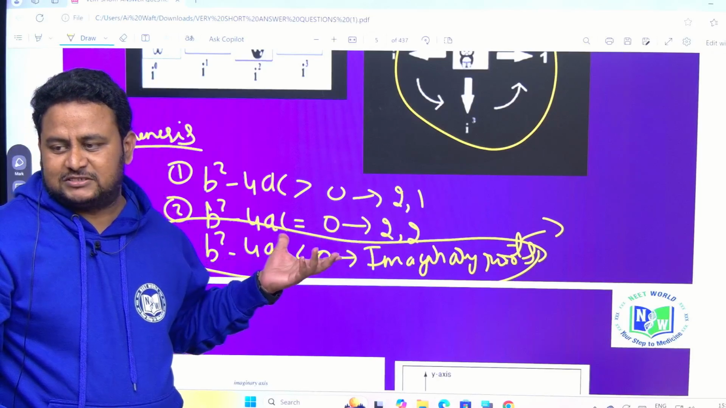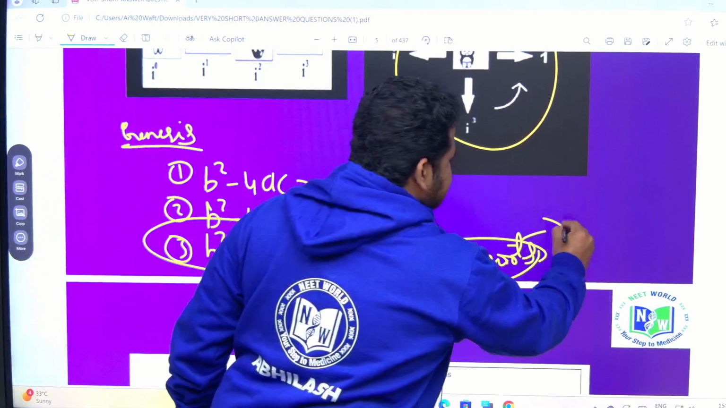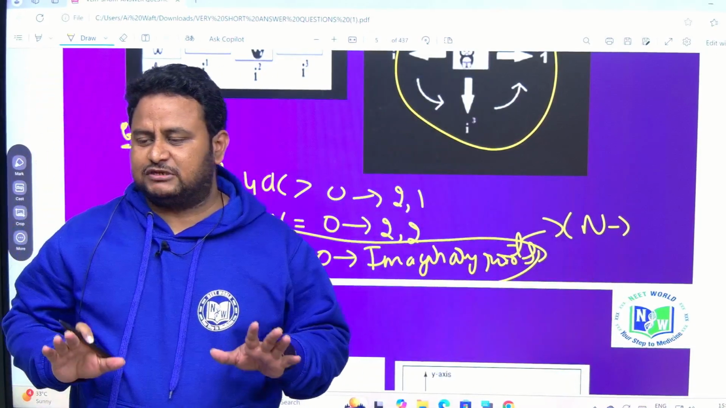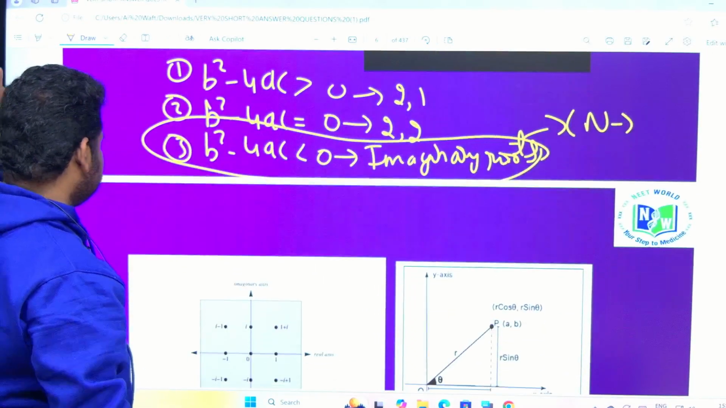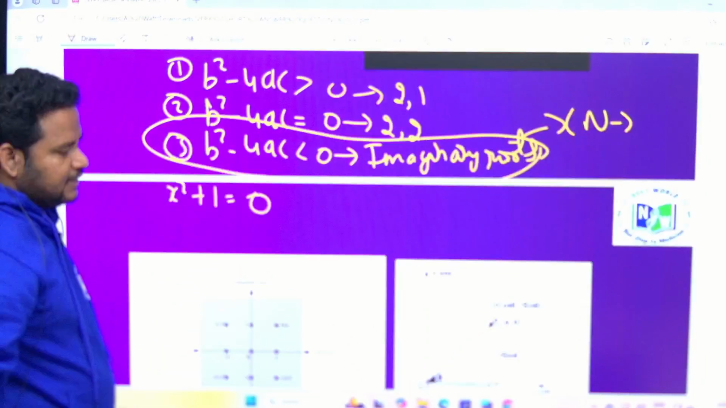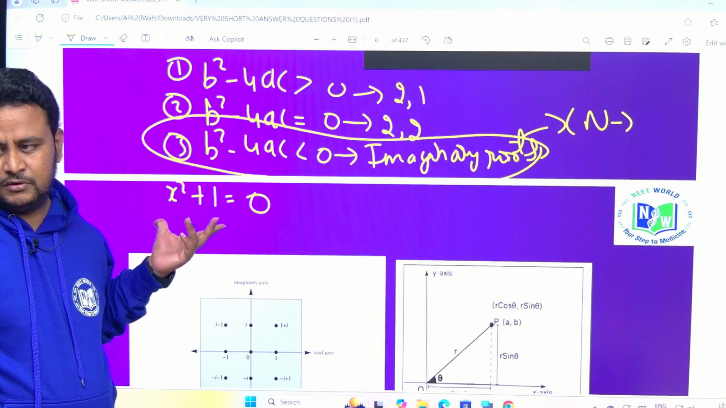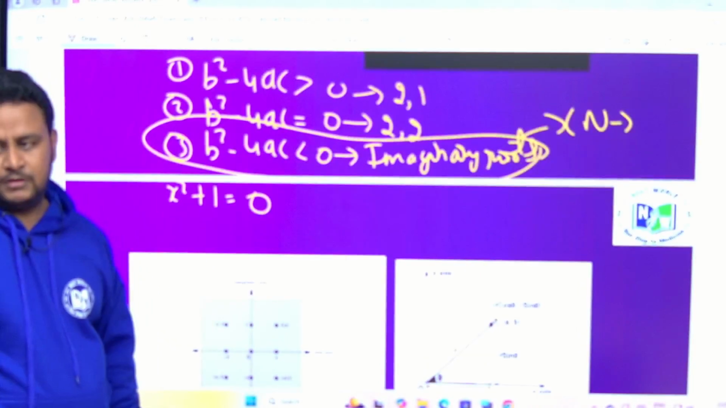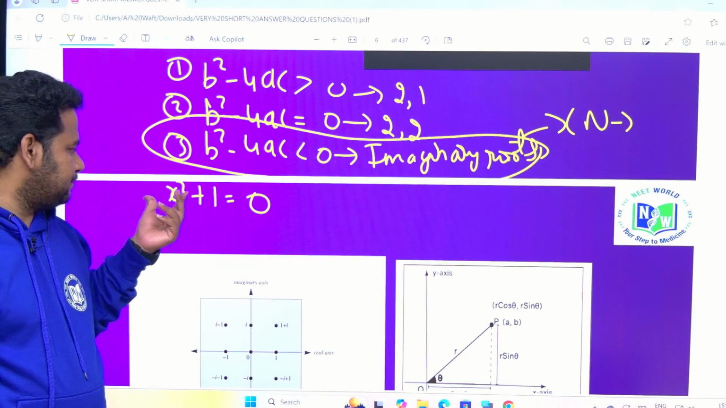So with this we covered two diagram based questions. Types of questions like match the following. Suppose I give you an example. Suppose I write here x square plus 1 is equal to 0.